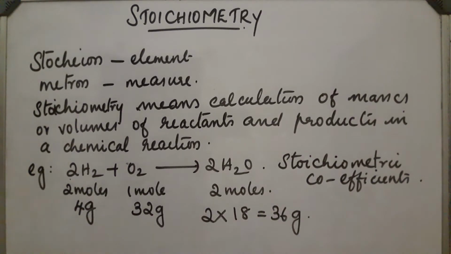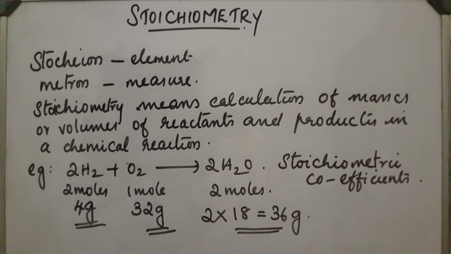Okay, so 4 gram of H2, that is hydrogen, reacts with oxygen and forms 2 moles, the 2 molecules of water, that is 36 gram of mass. So from this equation we can easily calculate the masses of this reaction. The masses can be calculated like this. Such equations are called stoichiometric equations, and the calculations done using these stoichiometric equations are called stoichiometric calculations.